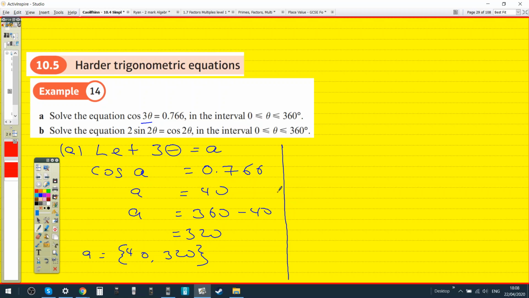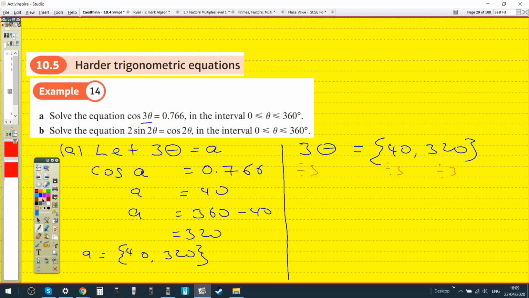Cos 320. You know the way we replaced 3 theta with a? We now unreplace it. And so a goes back to being 3 theta because it was never actually a. That was just something we did to make our lives easier. So then would you have to make just theta by itself and divide the other side by 3? Yes, divide everything by 3.